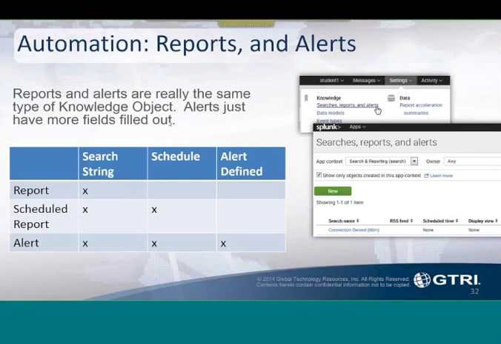So reports and alerts are really just the same type of knowledge objects. They just have more fields. A report has the search screen. A scheduled report has a schedule and a search screen, and then an alert has all three of those defined. So they're really the same knowledge objects with more information layered on top of it.